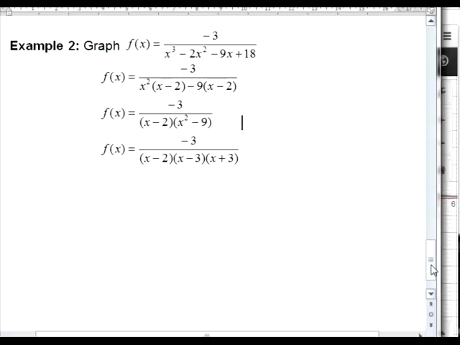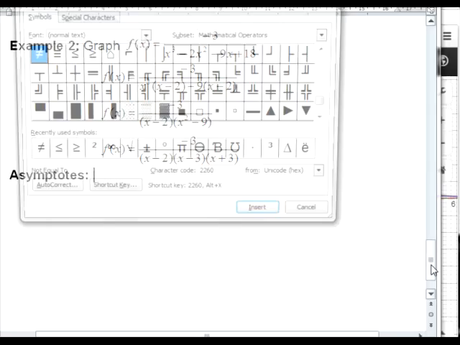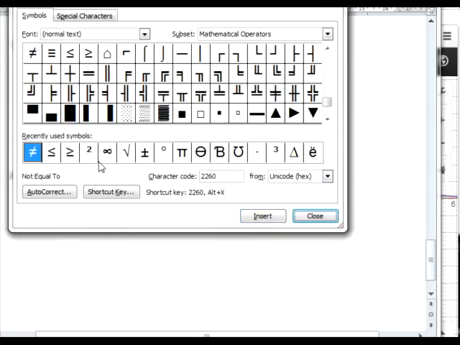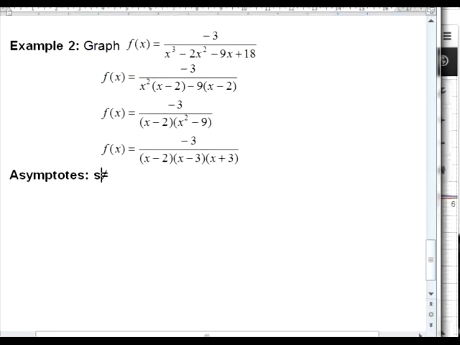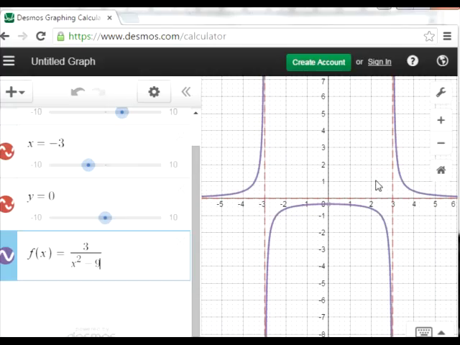Alright, Cecilia, can you give me the restrictions, please, or my asymptotes? Okay, so my restrictions for x are going to be x cannot equal 2, yep. 3, yep. Negative 3, yep. Good. And y cannot equal 0. Perfect. Okay, so what you're going to do is go now to your graph.